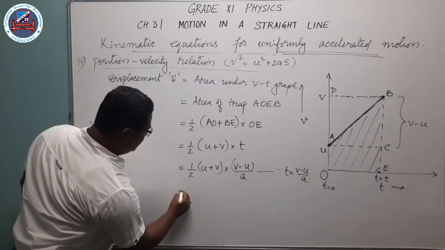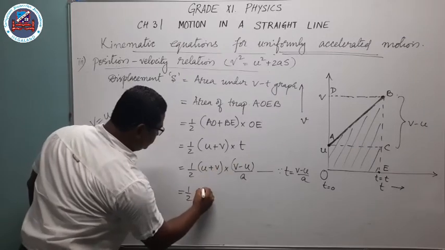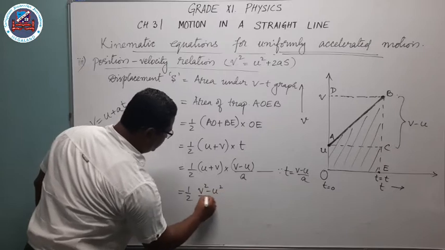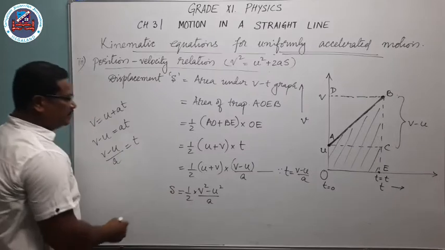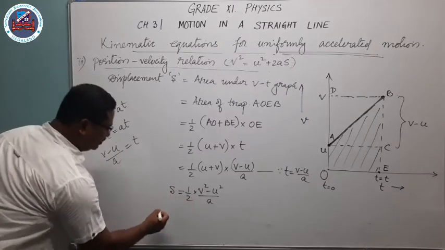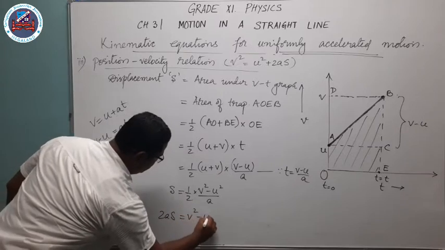So here what I get is half of (v minus u)(v plus u), which will be v square minus u square, using your algebraic identity. Then this side is s, so 2a into s will become 2as equal to v square minus u square.